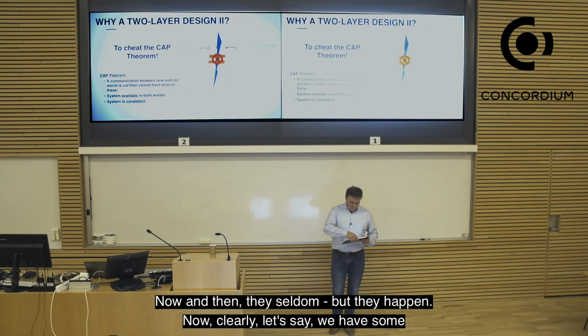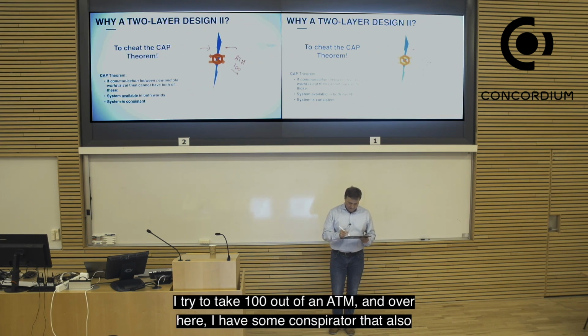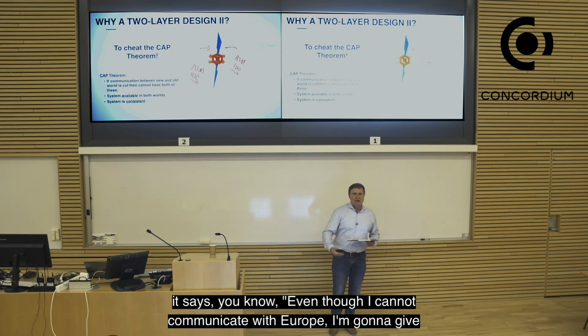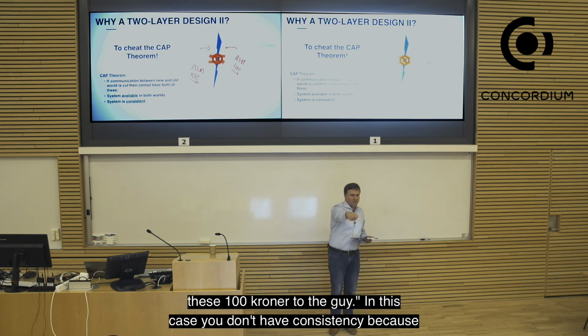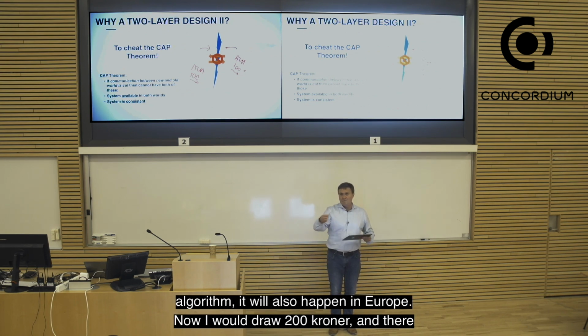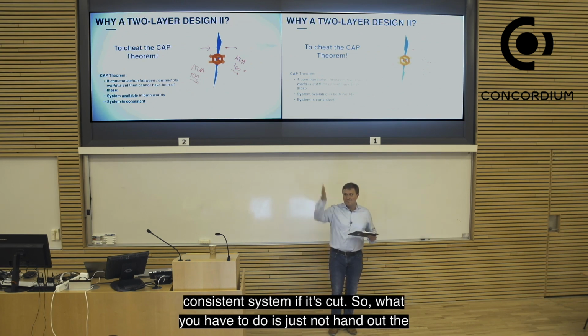Now, clearly, let's say I have 100 kroner on my account, and I try to take 100 out of an ATM. And over here, I have some conspirator that also tries to take 100 kroner out of an ATM, right? What should the ATM do? Either it says, even though I cannot communicate with Europe, I'm going to give these 100 kroner to the guy, right? In this case, you don't have consistency, because the account will be negative afterwards. If that's the algorithm, it will also happen in Europe. Now I withdrew 200 kroner and there was only 100 kroner on the account, right? So you cannot have a consistent system if it's cut.